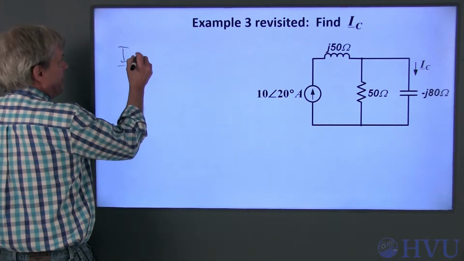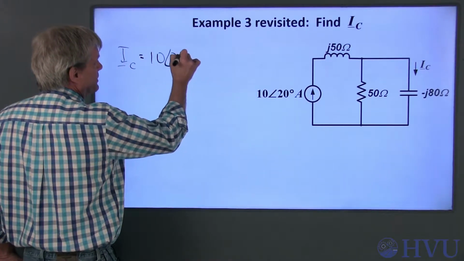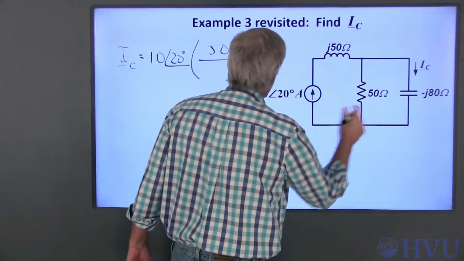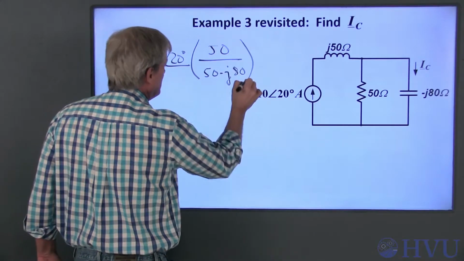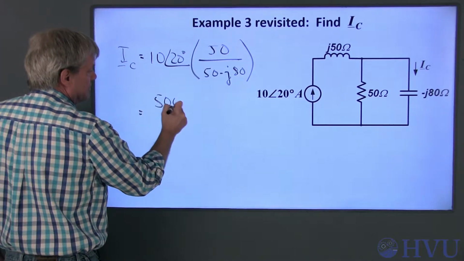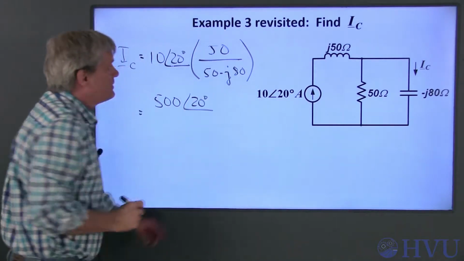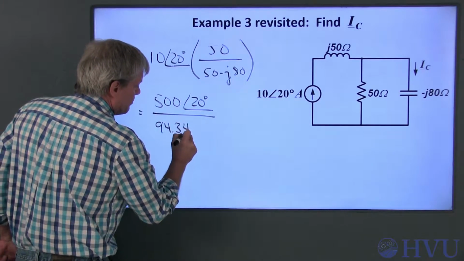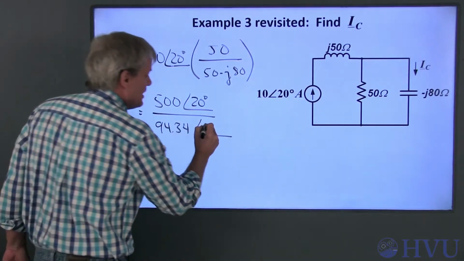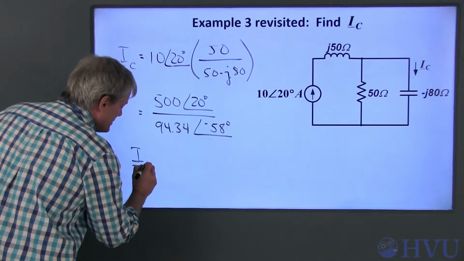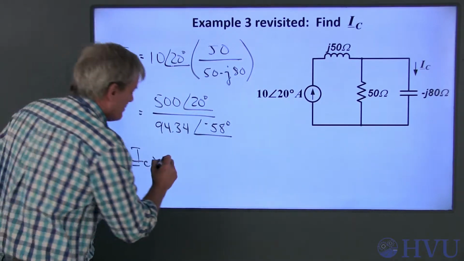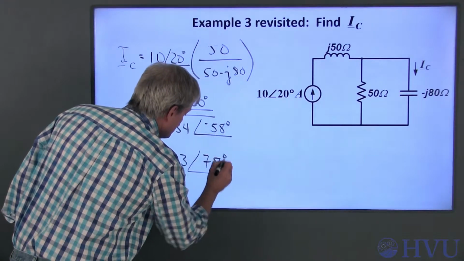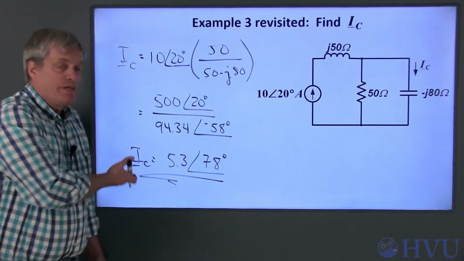So from the current divider formula, IC is the total current, 10 at an angle of 20 degrees, times the other impedance, which is 50 ohms, over the sum of the two impedances, which is 50 minus J80 ohms. 50 times 10 is 500 at an angle of 20 degrees. Since 50 is a real number, it has an angle of 0 degrees. Over this, which is 94.34, we already calculated, at an angle of negative 58 degrees. So I_C is 500 over 94.34, which is about 5.3, at an angle of 20 minus a negative 58 degrees, which is positive 78 degrees. It's the same result we got earlier, we just got it more easily using a current divider.